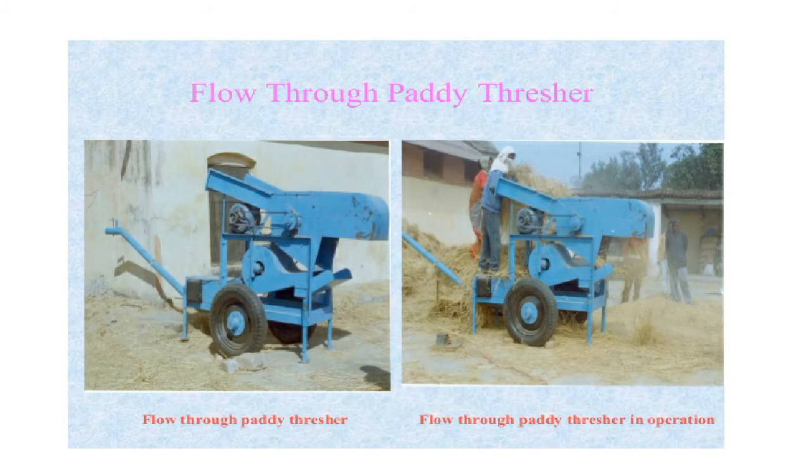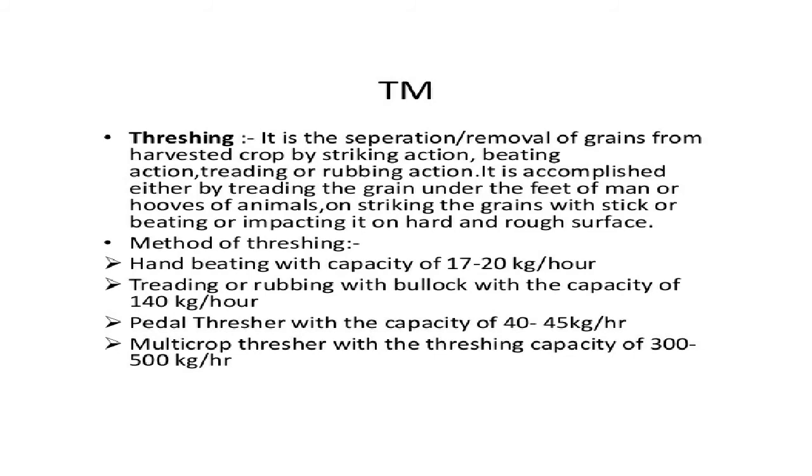This is the flow through the paddy thresher. You can see the flow through the paddy thresher. Now threshing is the separation and removal of the grain from the harvested crop by striking action. We again discuss the feeding action, treading or rubbing action.